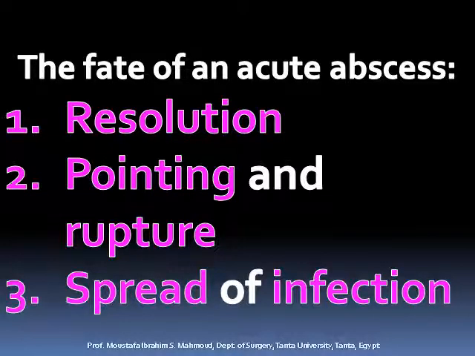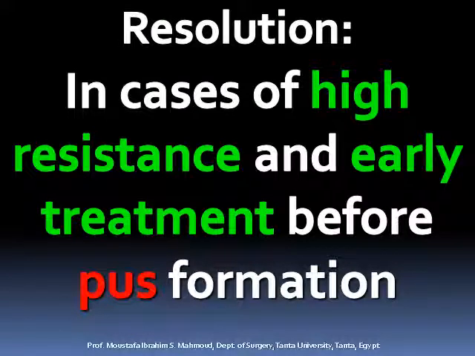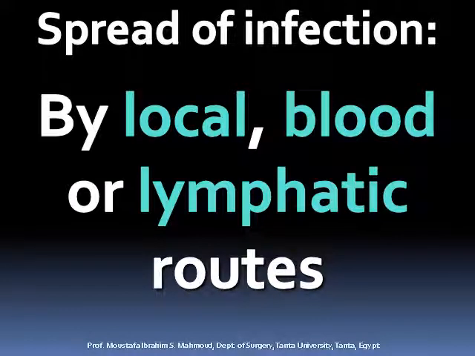The fate of an acute abscess: either resolution, pointing and rupture, or spread of infection. Pointing and rupture, the most common sequel, occurs along the plane of least resistance. Resolution occurs in cases of high resistance and early treatment before pus formation. Spread of infection by local, blood or lymphatic routes.